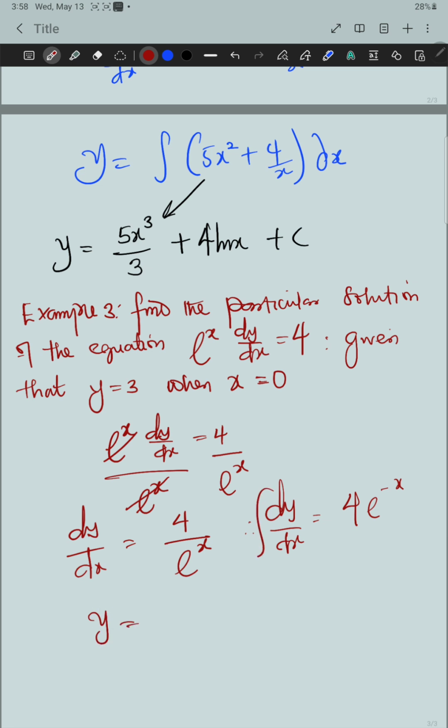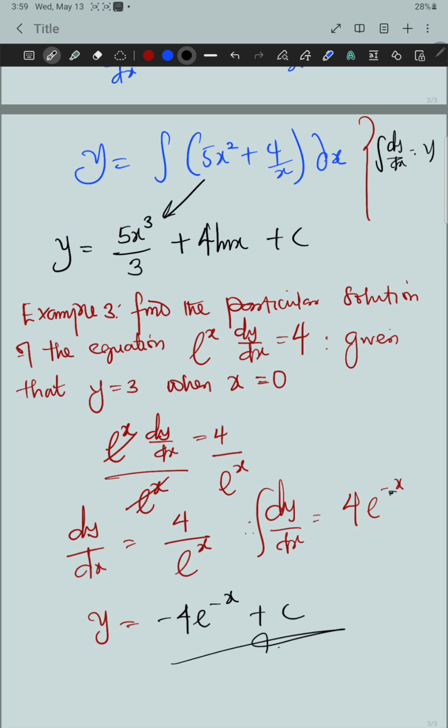Please, if you integrate dy dx, your answer is y. Please note that here quickly. If you integrate dy dx, your answer will be y. Right? Good. So y is equal to, let's integrate this quickly. If you integrate an exponential function, just the coefficient of x comes down. So we have negative 4e to the power of negative x plus c.